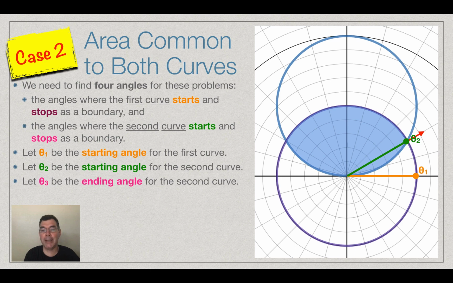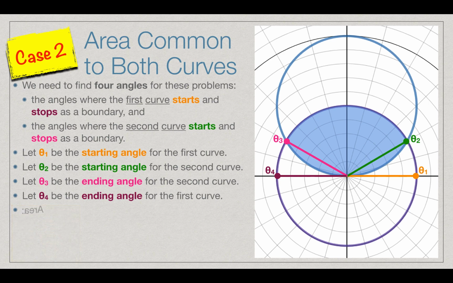And I'm going to keep going again until I see where the second function stops being a boundary and the first function starts being a boundary again. And then I'm going to go until the end where none of the functions are actually having their area considered for the total area that's being covered. All right, so I've got theta 1, theta 2, theta 3, and theta 4. Those are the 4 angles I need to consider.